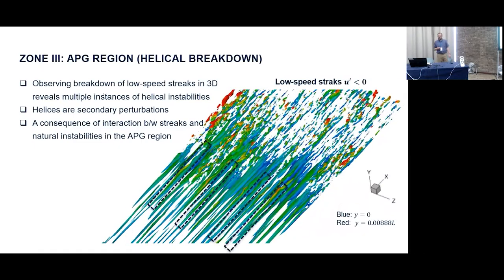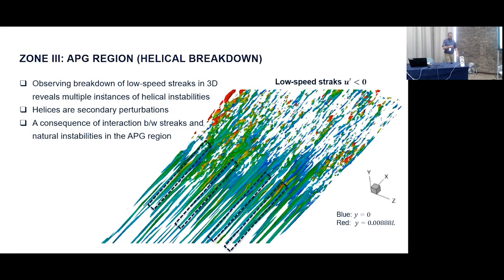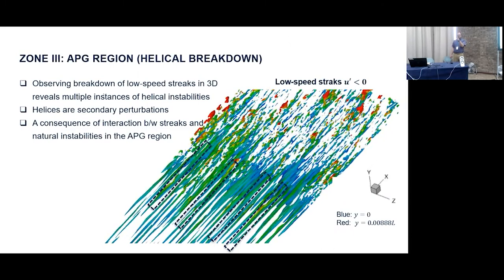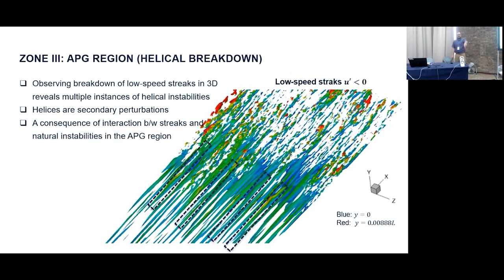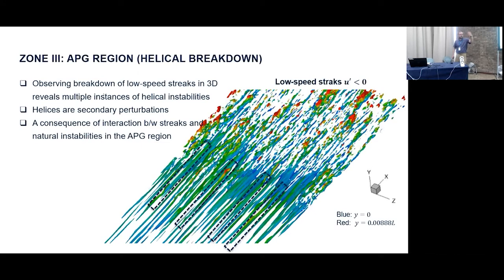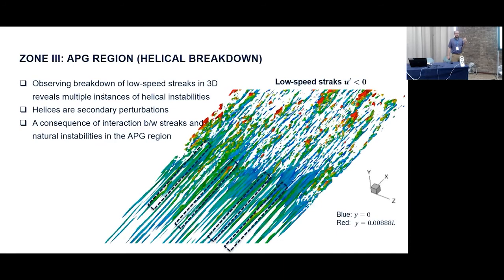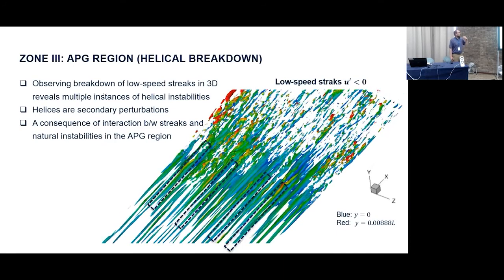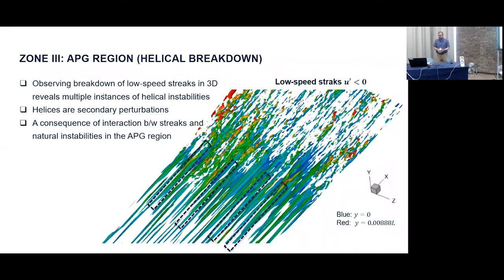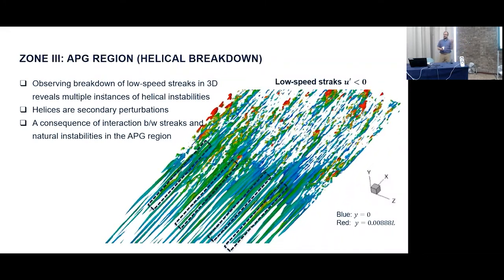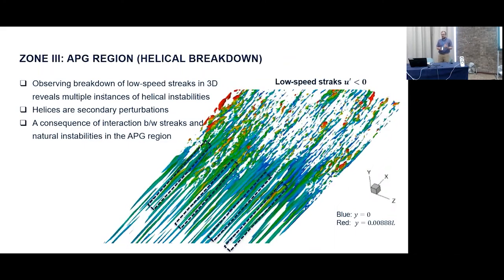What we see is overall, the breakdown of these low speed streaks in 3D reveals instances of helical instabilities where these streaks, instead of going like this in a sinuous mode or like this in a sinuous mode, they kind of do both, and they more or less helix around in a kind of corkscrew shape. And those helices are secondary perturbations on top of the streak, and they are a consequence, we think, of the interaction between the streaks and natural instabilities that are developing already in the adverse pressure gradient region because of the destabilization of the boundary layer by the adverse pressure gradient.